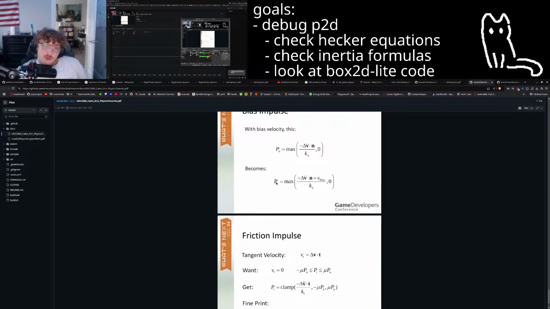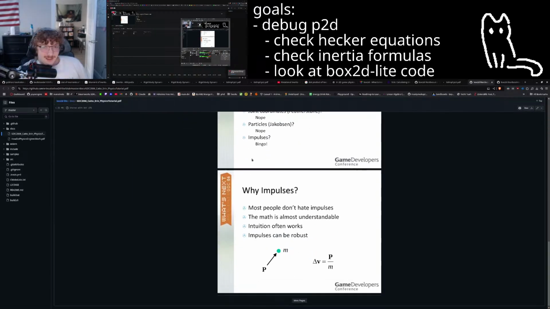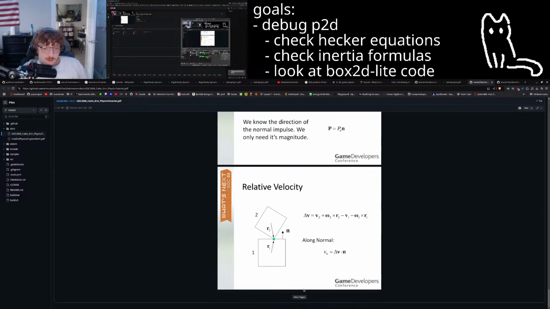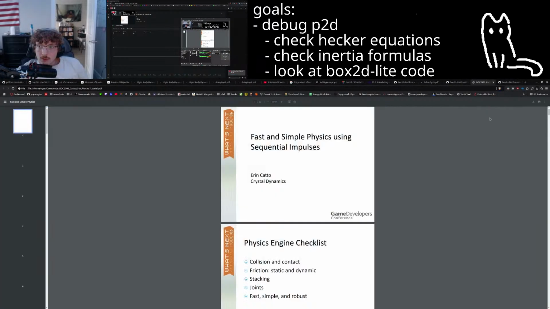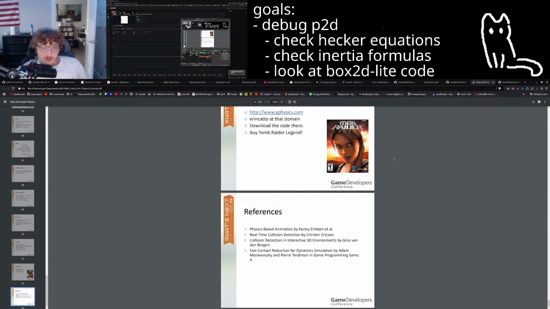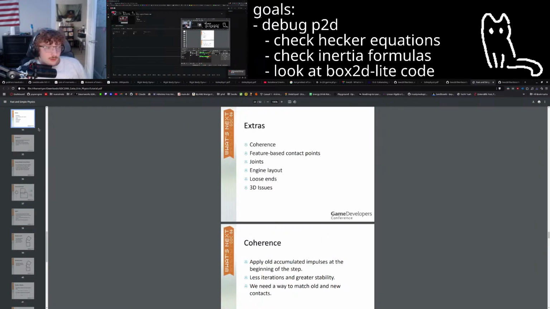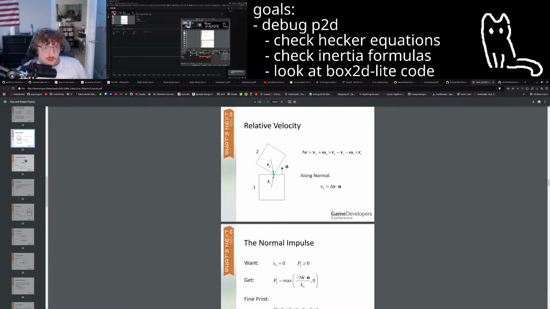Bias velocity, friction impulse. So I haven't even gotten here. I wish I was on the friction stuff, but let's go all the way down. But I don't know if it'll let me load this. Oh yeah, this is way longer than apparently GitHub can handle. Okay. Where was I? On bias stuff, right? Yeah.